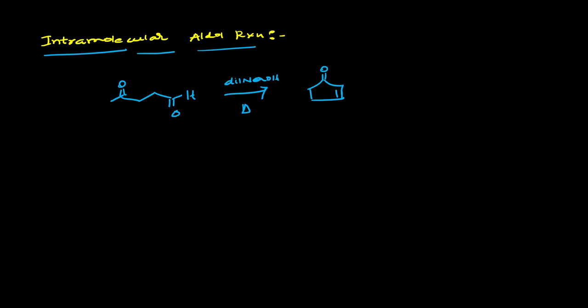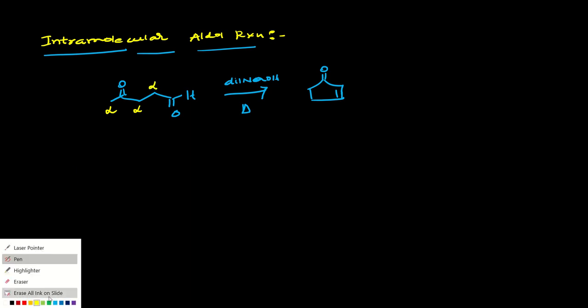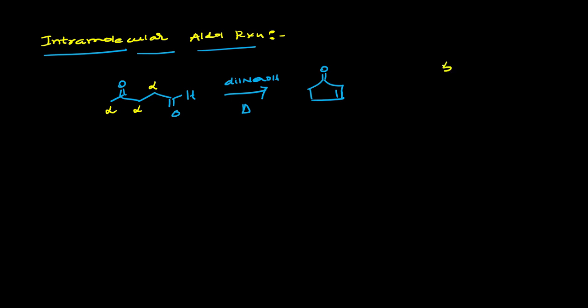So here we must understand there are three alpha hydrogens in the molecule. With respect to this ketone, this is alpha. With respect to this ketone, again this is alpha hydrogen. With respect to this aldehyde, this is alpha hydrogen. But as we know, 5-membered and 6-membered rings are highly stable compared to 3, 4 and 7. 3-membered, 4-membered and 7-membered rings are generally unstable.